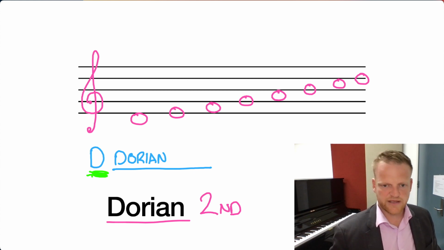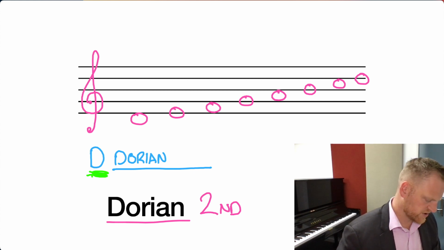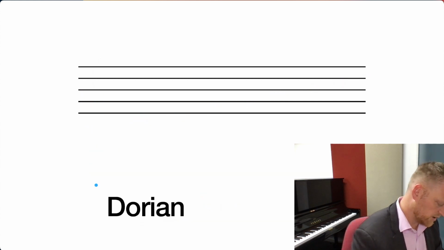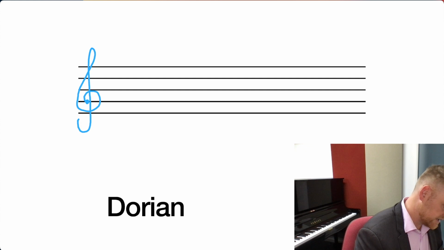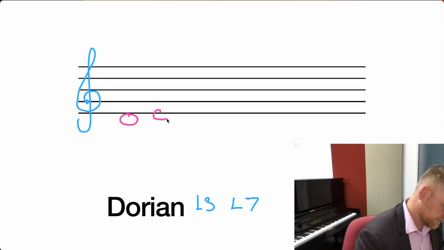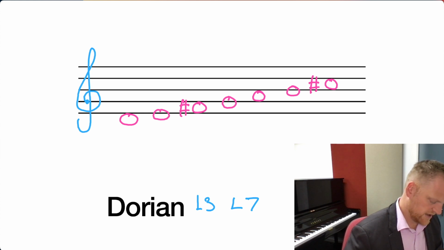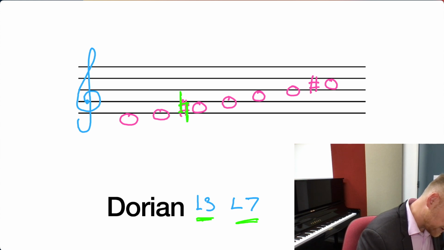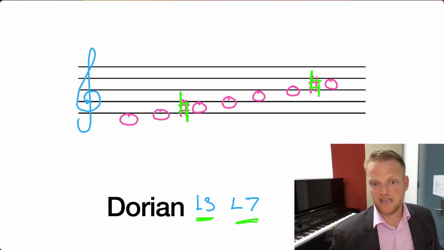Now, a totally different way to think about this is, if I was to get rid of all this, I'll go again. A lot of people think of it like this. D Dorian has a lowered third and a lowered seventh from the major scale. So if I wrote this out now, here's my major scale with this. And if I now lowered the third and seventh, essentially I'd turn these into naturals because I'm lowering them. I now also have D Dorian, which you can see is now just all the white notes, or it's just C major going from D to D.